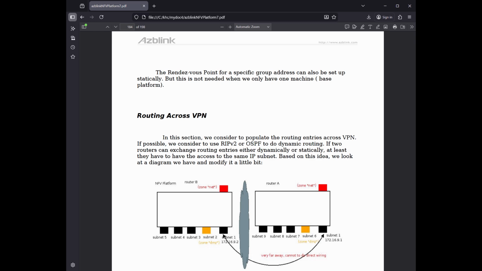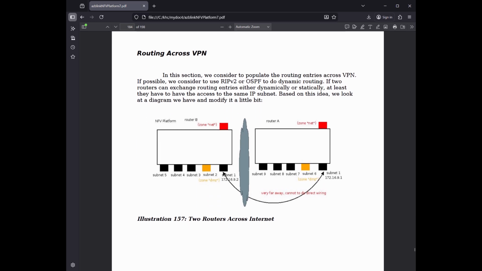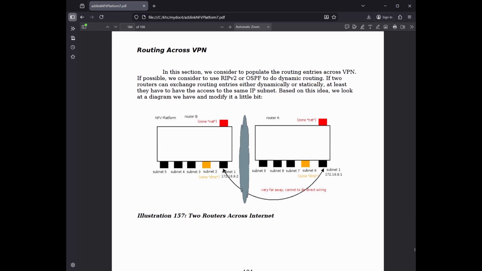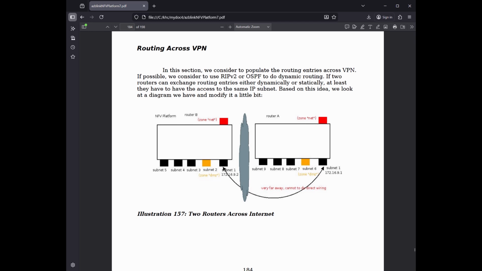Routing across VPN. In this section, we consider populating the routing entries across VPN. If possible, we consider using RIPv2 or OSPF to do dynamic routing. If two routers can exchange routing entries either dynamically or statically, at least they have to have access to the same IP subnet. Based on this idea, we look at a diagram we have and modify it a little bit. Illustration 157, two routers across Internet.